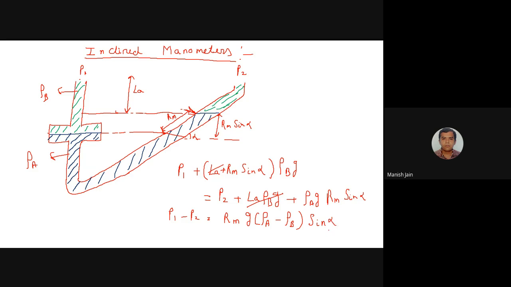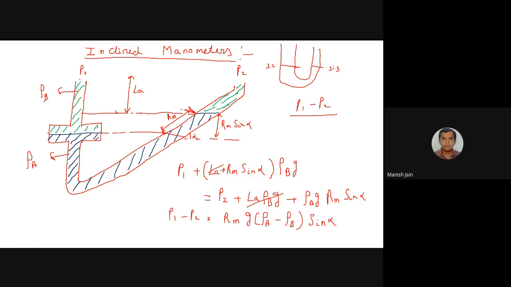So basically, what is the benefit of using the inclined manometer? Suppose the pressure drop inside the channel is very, very low. So P1 minus P2 is very, very small. If you are using the U-tube manometer, then the difference of level of the manometric fluid will be very, very small. Suppose this is like 3.2 centimeter, this will come 3.3 centimeter.